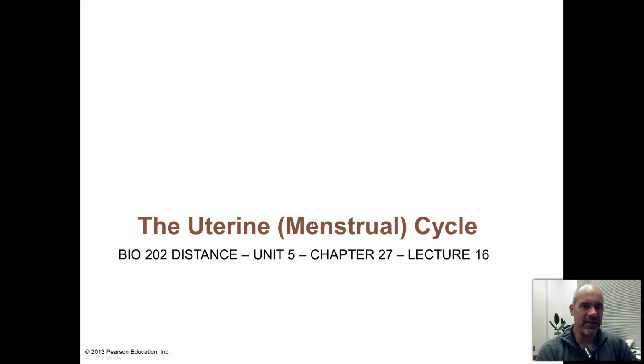All right, lecture number 16, we're continuing our story of the monthly cycling that occurs in females. So we've talked about the 28-day cycle and that occurs in the ovaries and how it's hormonally regulated. And now we're going to see what's going on at the same time in the uterus. And the cycling that occurs during each 28-day period in the female is called the uterine or the menstrual cycle.